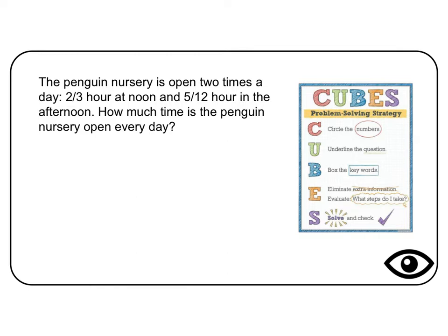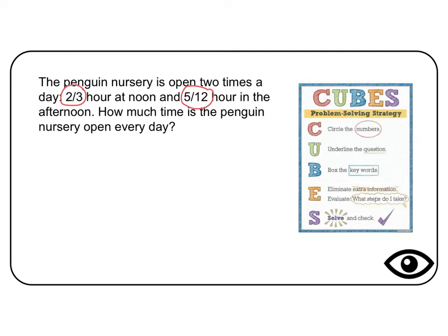So let's read our problem. It says, a penguin nursery is open 2 times a day, 2/3 of an hour at noon, and 5/12 of an hour in the afternoon. How much time is the penguin nursery open every day? So first off, let's circle our numbers. We have 2/3 and 5/12.